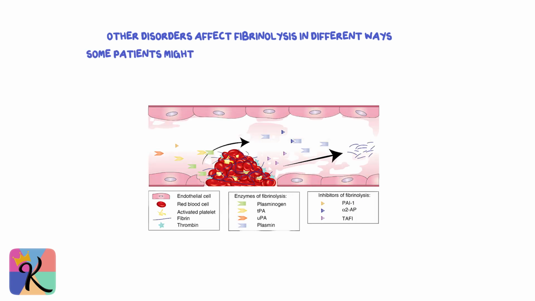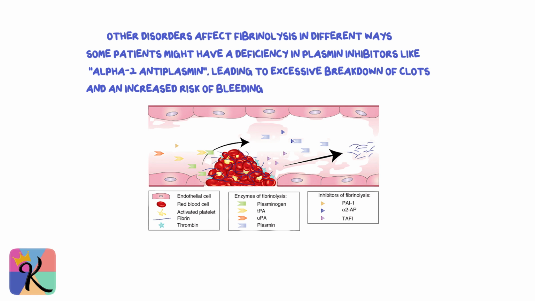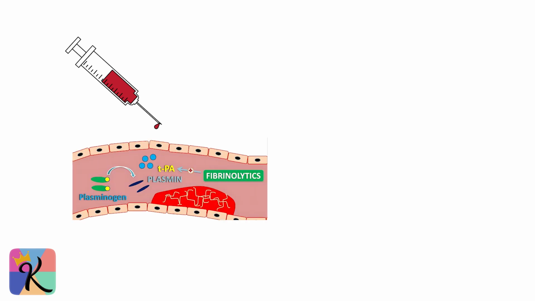Other disorders affect fibrinolysis in different ways. For example, some patients might have a deficiency in plasmin inhibitors like alpha-2 antiplasmin, leading to excessive breakdown of clots and an increased risk of bleeding. Conversely, overactivity of PAIs can prevent sufficient clot breakdown, raising the risk of thrombosis, where clots form and persist inappropriately within blood vessels. To manage these conditions, medical professionals might use fibrinolytic therapy, which involves the administration of agents that promote clot breakdown by enhancing plasmin activity.